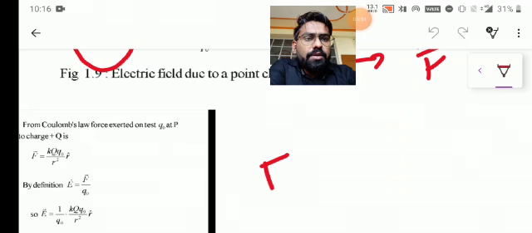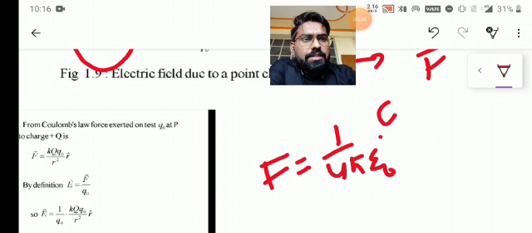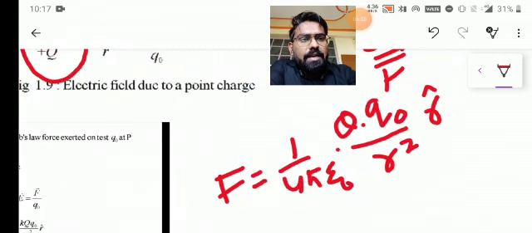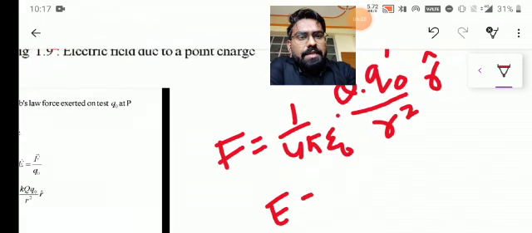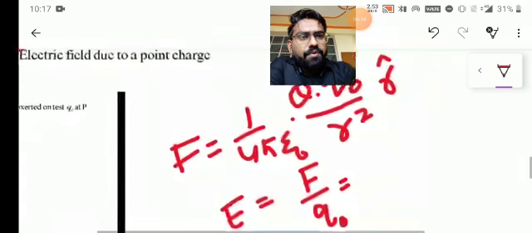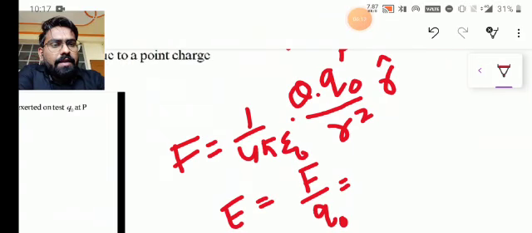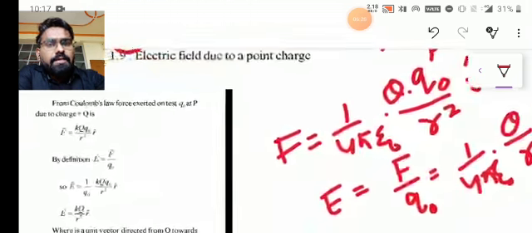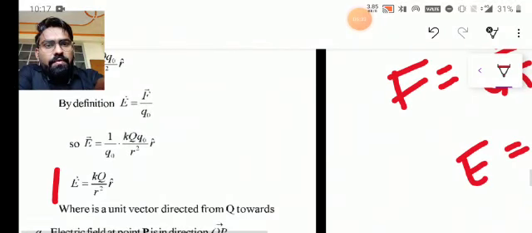So this is the formula. We all know that according to Coulomb's law, F is equal to 1 upon 4 pi epsilon naught, charge q into charge q naught, it is a test charge, upon r square. And the direction is determined by the r cap. So what is the electric field intensity? Electric field intensity is equal to F upon q naught. So if you put the value here, then E = 1 upon 4 pi epsilon naught, q upon r square, r cap. This is the formula of electric field intensity.